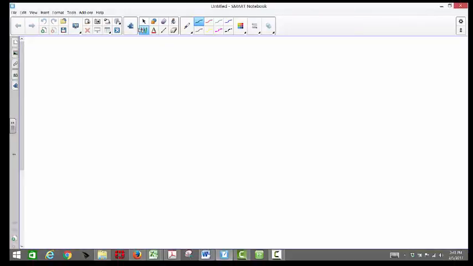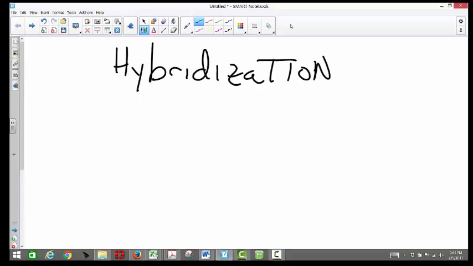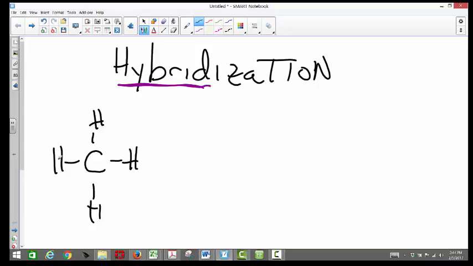What we're going to talk about today is called hybridization. The idea here is a mixing of orbitals, right? Because that's what hybrid means. It means to mix things. So if you're an organic chemist and you're thinking about the very simple molecule methane, C with 4 H's attached.